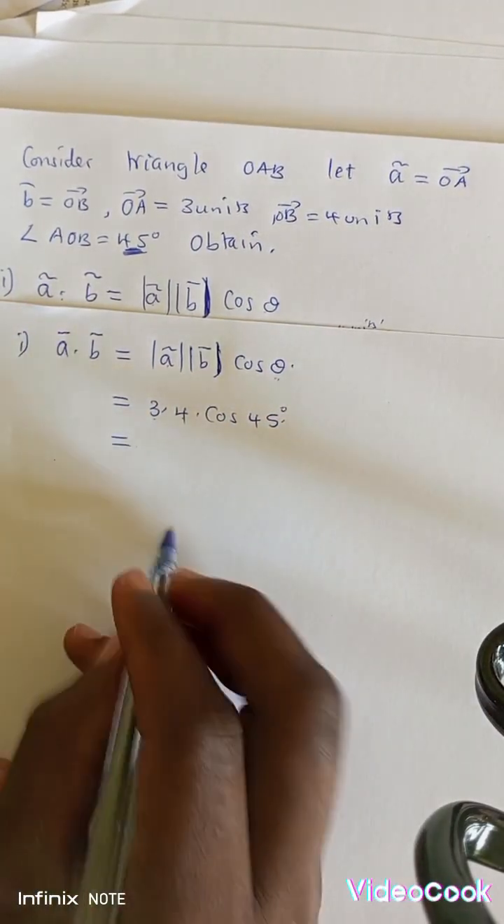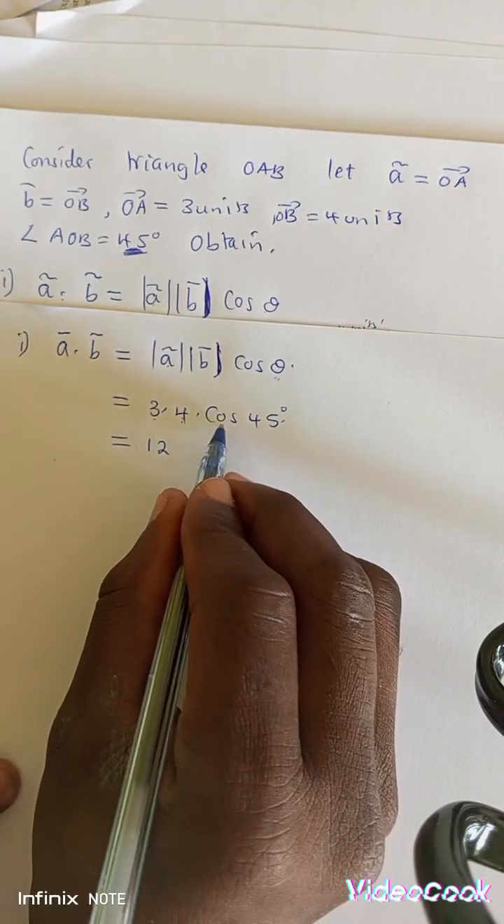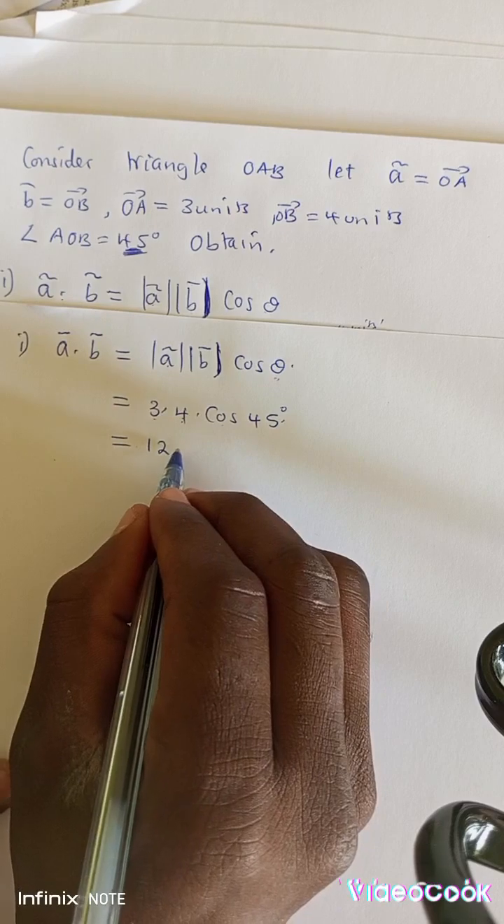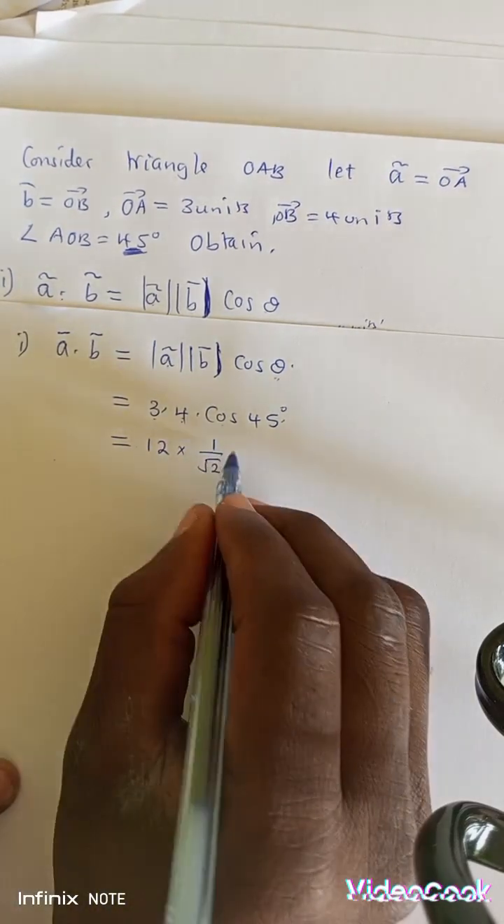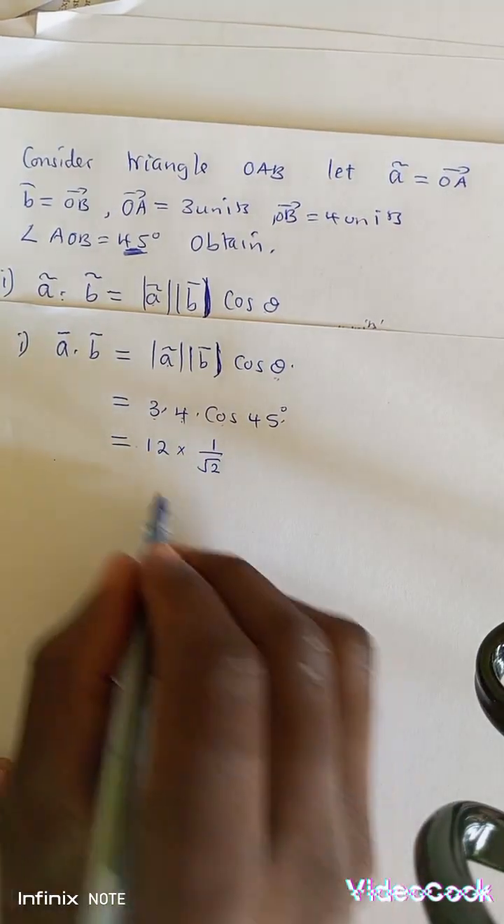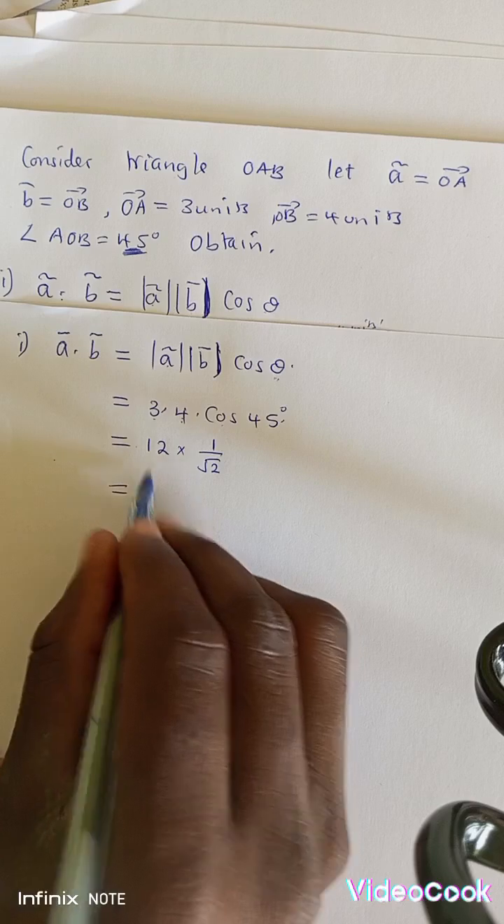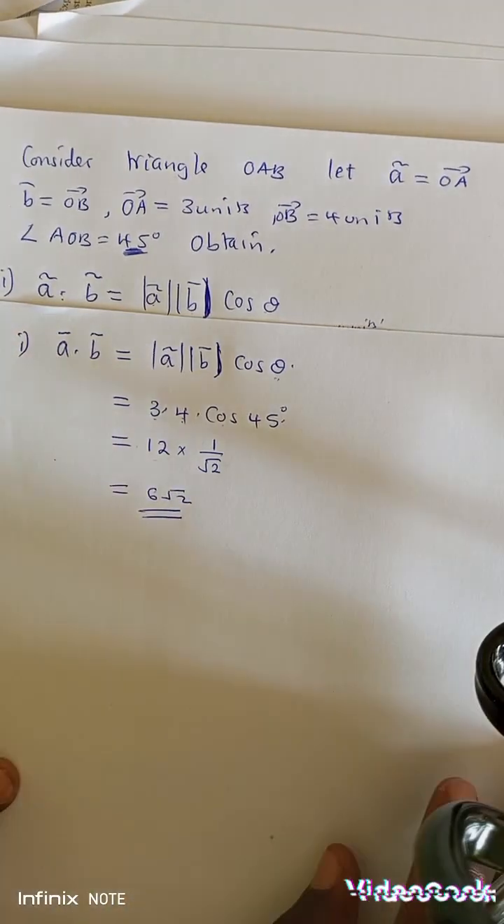So this gives us 3 times 4, it's 12. And then cos 45 is the same as 1 over root 2. Remember, this is from the special angles. I'll show that. So this simplifies to 6 root 2.